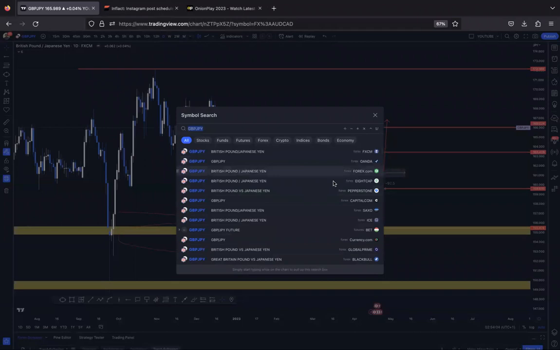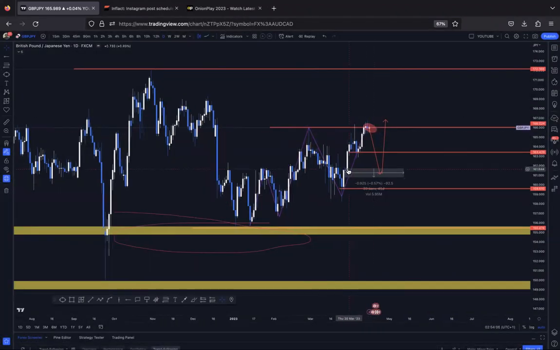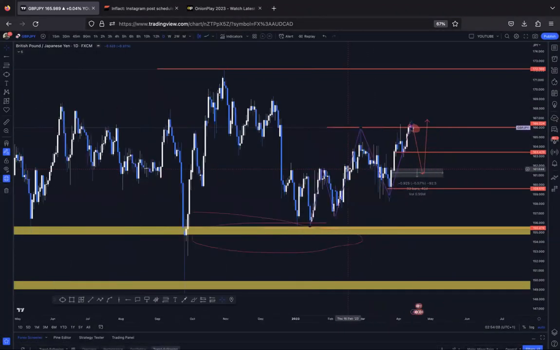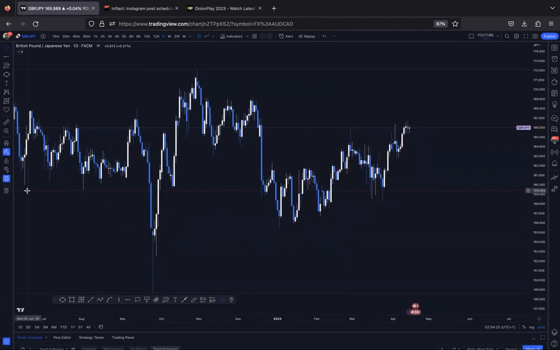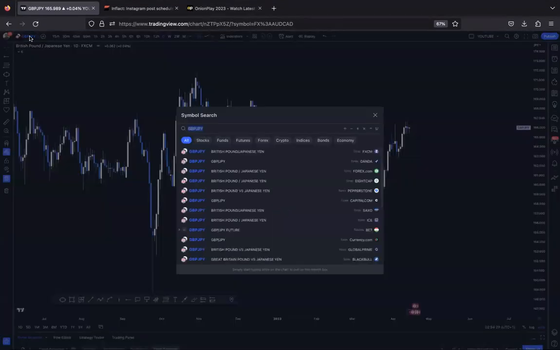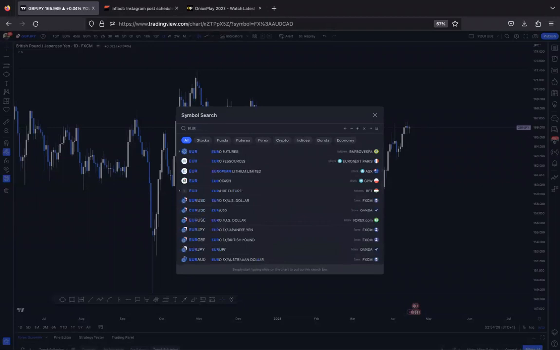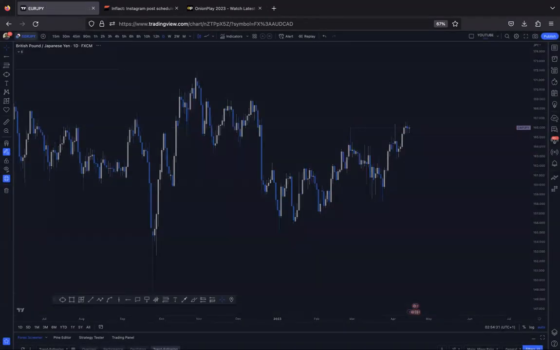So now let's add everything that we've learned so far. So here we're just looking at a recap of the top-down analysis and adding the weekly, the monthly, and the bi-weekly time frame to it. But now we are going to add the demand and supply to do our top-down analysis. All right. So let's take another pair like Euro JPY.